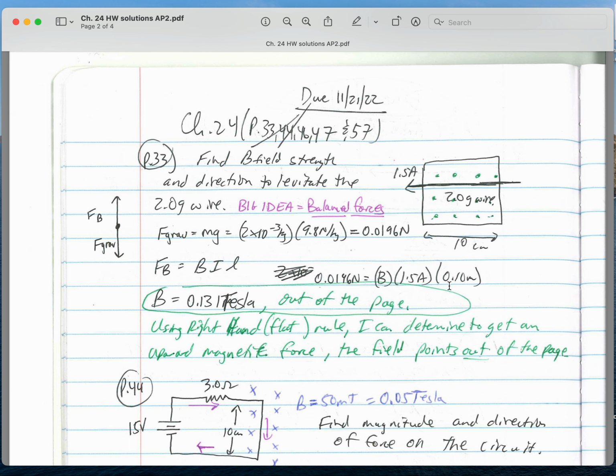And that equals B times I times L. I know everything except B. So I'm going to get 0.131 Tesla, and that's going to be pointing out of the page. So I use the right-hand rule for current with my fingers pointing out of the page, the thumb is pointing to the left, and that would cause an upward force.